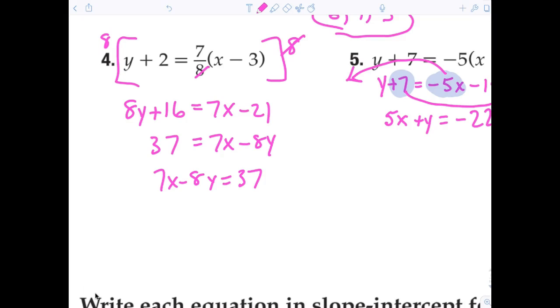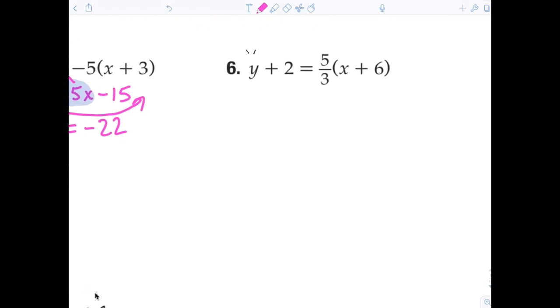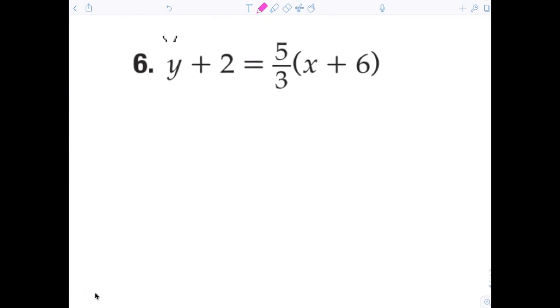Everybody good with that? Simple. All right. Now what I want to do is look at question number 6. So somebody give me some advice on number 6. Multiply by 3 on both sides. Very good. All right, so I'm going to multiply by 3 on both sides.